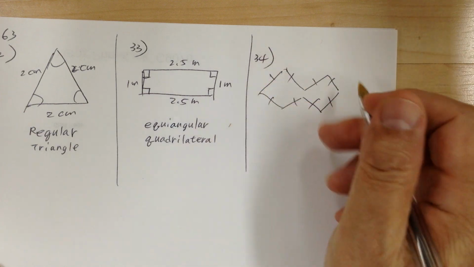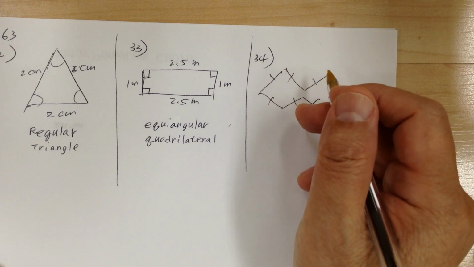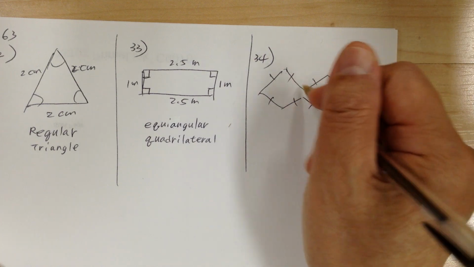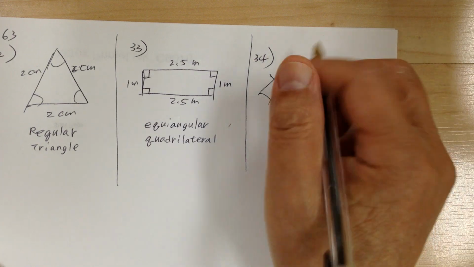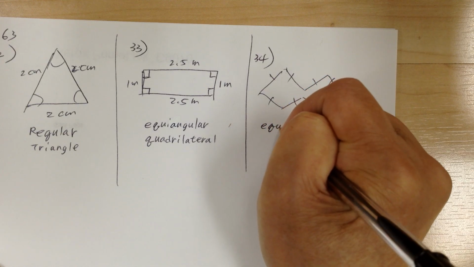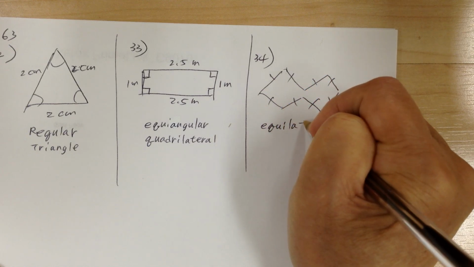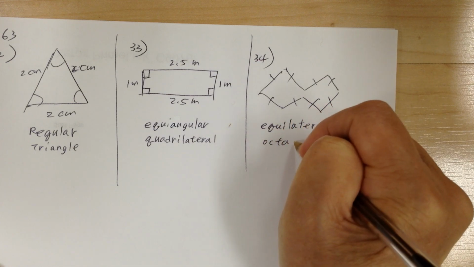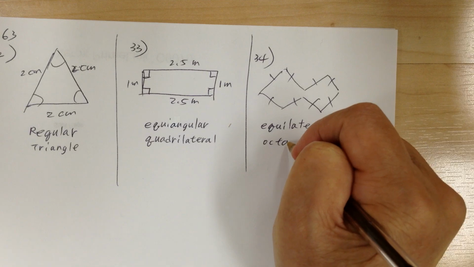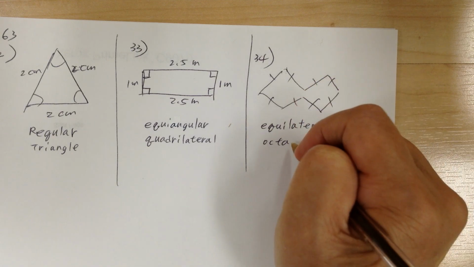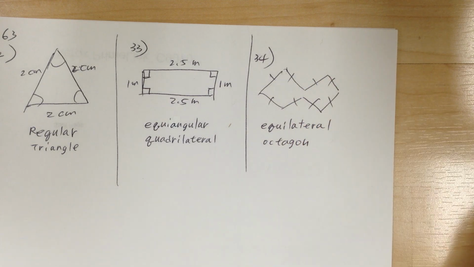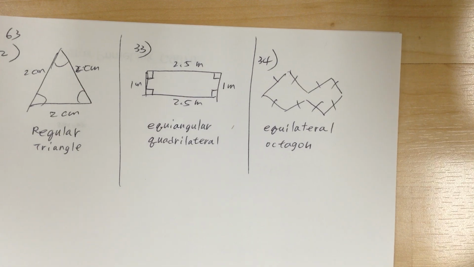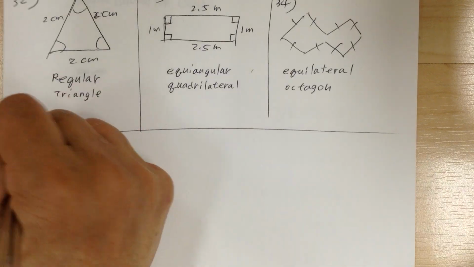Okay, so this one has 8 sides, so it's an octagon, and all the sides are congruent. So this is equilateral. Equilateral octagon.